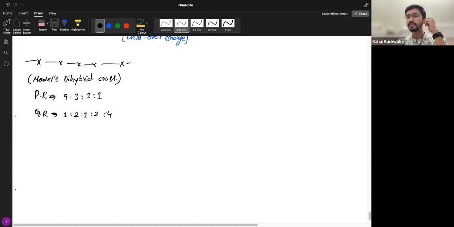I also gave you a trick to remember it. 1:2:1:2:4:2:1:2:1. It is a palindrome. No matter whichever way you read, it reads the same. If you read it this side, 1, 2, 1, 2, 4, 2, 1, 2, 1. If you read it this side, 1, 2, 1, 2, 4, 2, 1, 2, 1. Make sense? Do you remember?